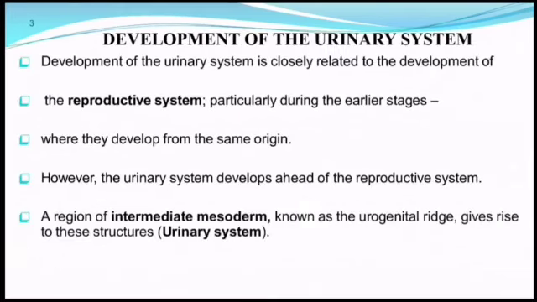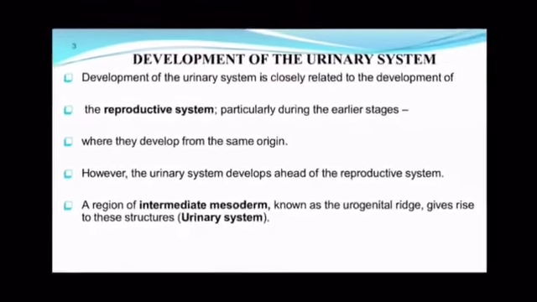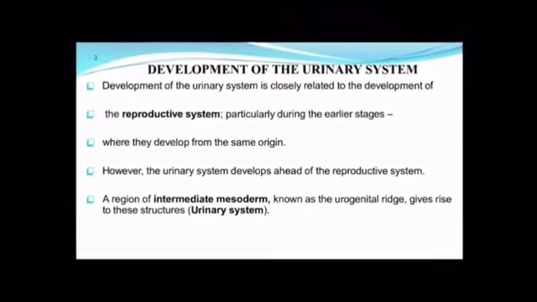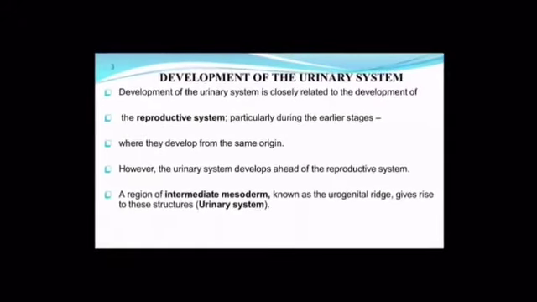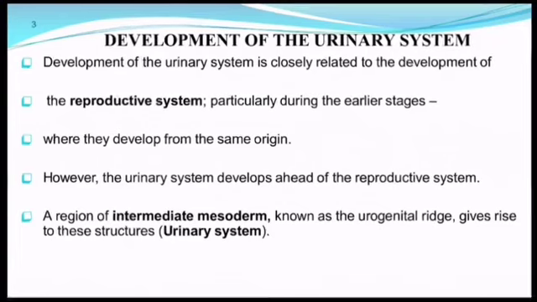In the development of the urinary system, the development is closely related to the development of the reproductive system, particularly during the earlier stages where they develop from the same origin. However, the urinary system develops ahead of the reproductive system. A region of intermediate mesoderm known as the urogenital ridge gives rise to these structures, which is the urinary system.